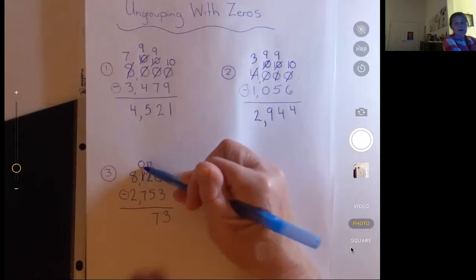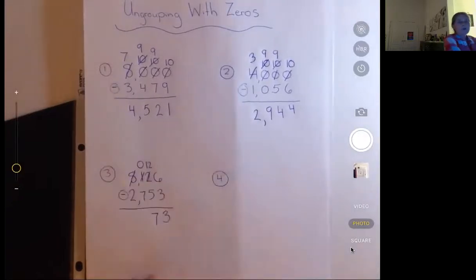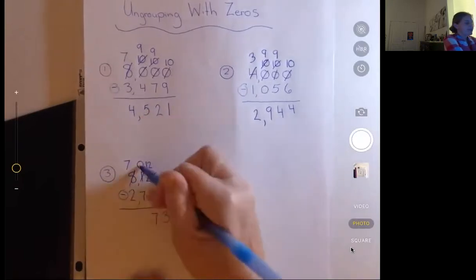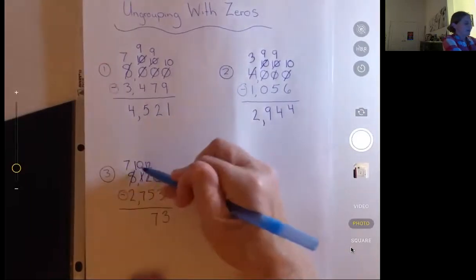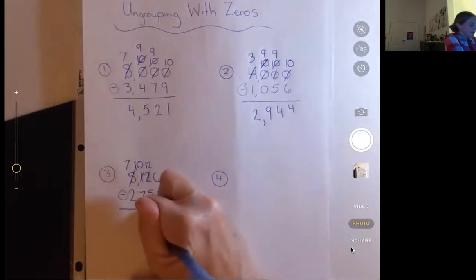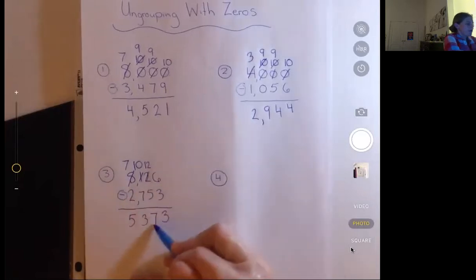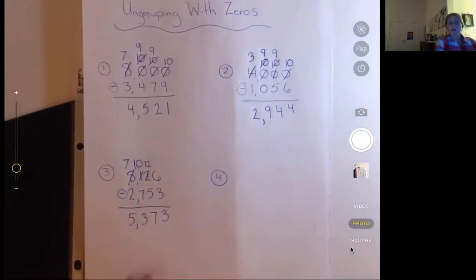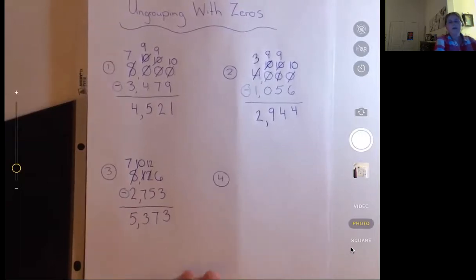Now I'm left with 0 in the hundreds place. I can't take 7 from nothing, so my neighbor's got 8. I'll ungroup. When I take 1 from the 8, I turn it into a 7, and I can give 10 to this 0. 10 plus 0 is 10, and now I can do the math. 10 minus 7 is 3. 7 minus 2 is 5. 1, 2, 3, comma, 5,373. All right, let's practice one more, then I'm going to release you to practice on your own.